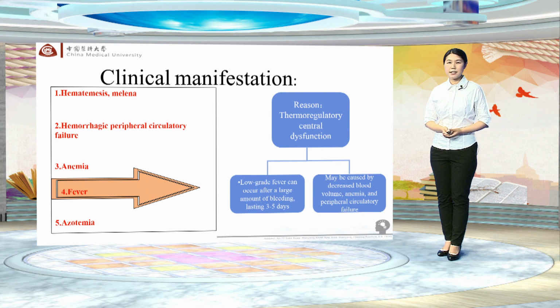The fourth manifestation is fever. That may be because the decreased blood volume, anemia, and peripheral circulatory failure make the thermoregulatory center dysfunctional. Most have low fever within 24 hours and it drops to normal after 3 to 5 days.